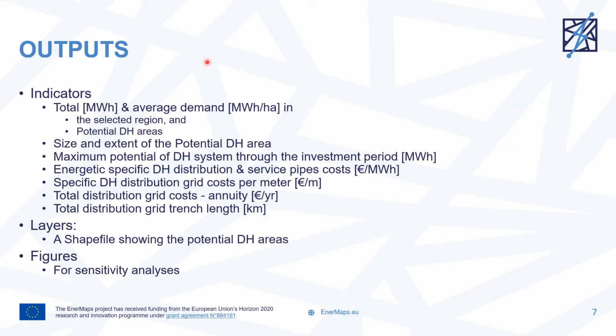As output, on the other hand, we have three sets of outputs: indicators, layers, and figures. As indicators, the user can expect total and average demand in the selected region and in the potential district heating areas within that region, the size and extent of the potential district heating area, maximum potential of district heating system through the investment period, energetic specific district heating distribution and service pipe cost, a specific district heating distribution grid cost per meter, total distribution grid cost, and total distribution grid trench length.